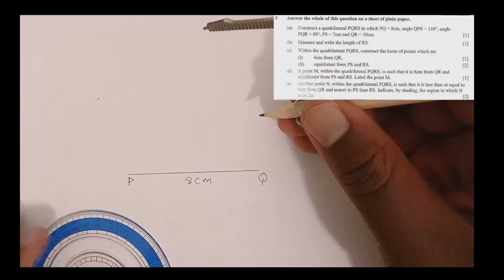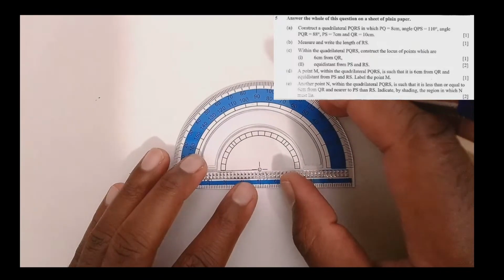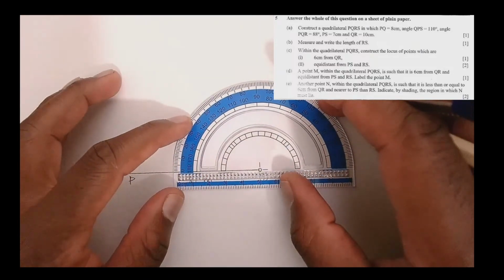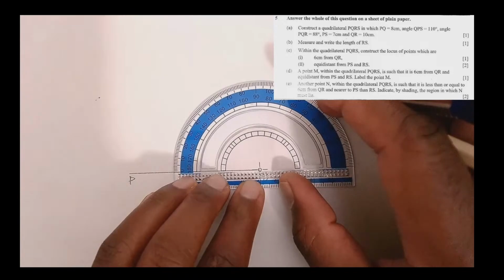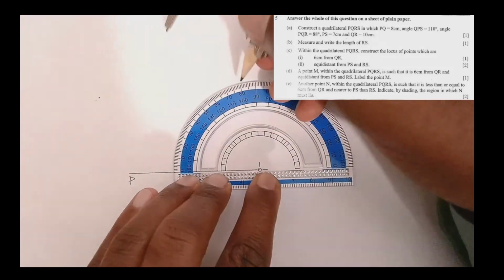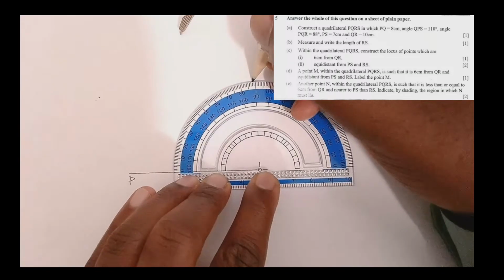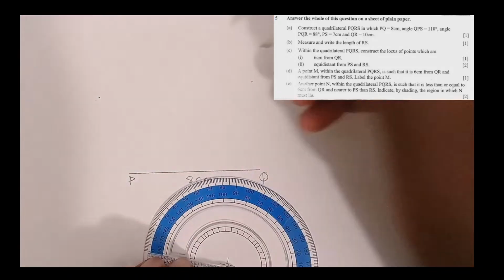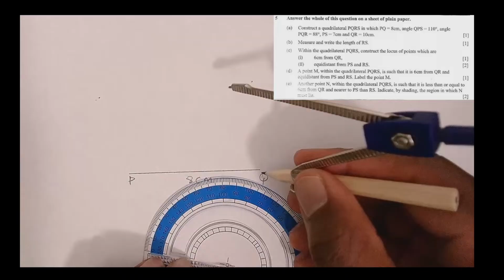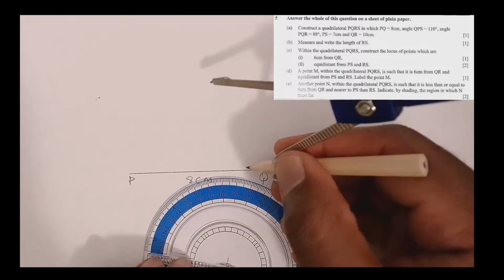Then I go to PQR, which is 88. So I go to Q. Then I put my 0 on the line coming from P. Then I measure 88 degrees. I know this is 80, 85, 86, 87, 88, right here. So I don't doubt myself. I just put my point here. So this is my point. So I know when I draw a line going this way, this angle is going to be 88 degrees.